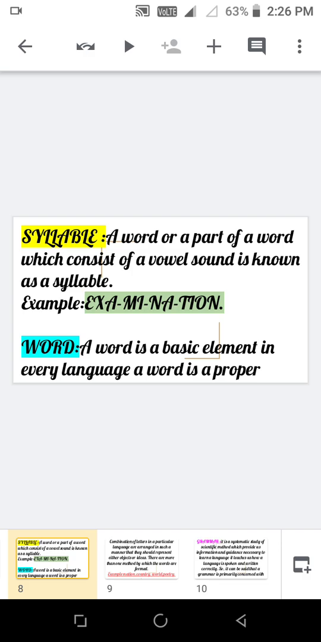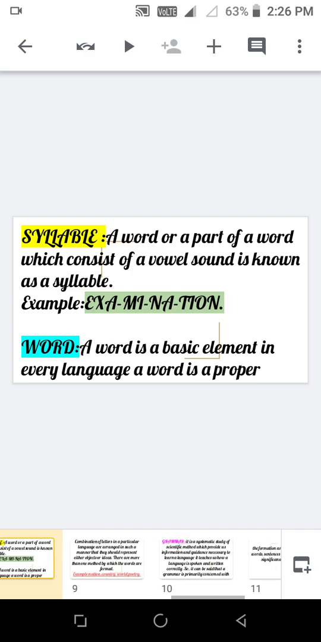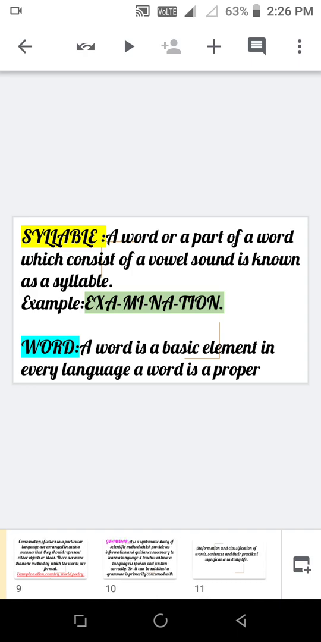Let us know the very important aspect which you need to know: syllable. A word or a part of a word which consists of a vowel sound is known as a syllable. For example, examination. This word consists of 4 syllables. That is A, I, O. These are the 4 syllables.